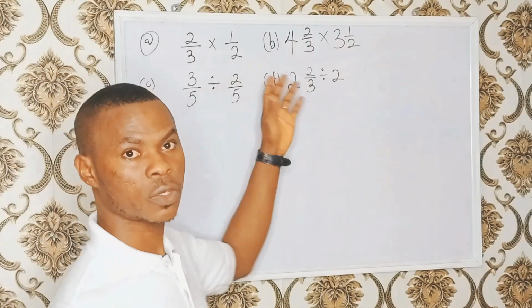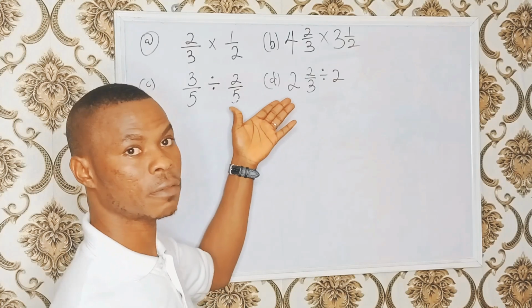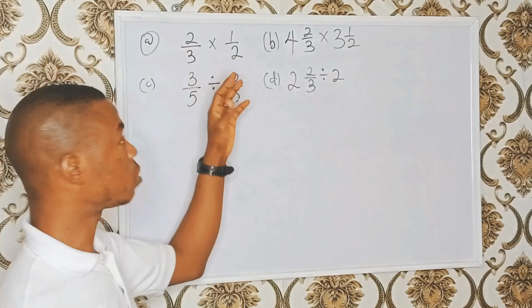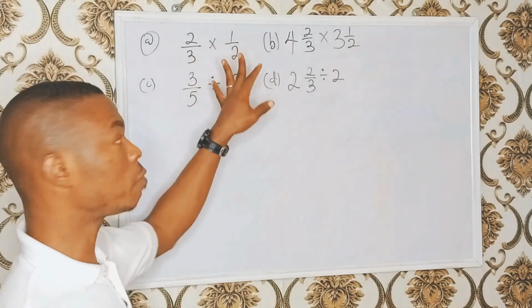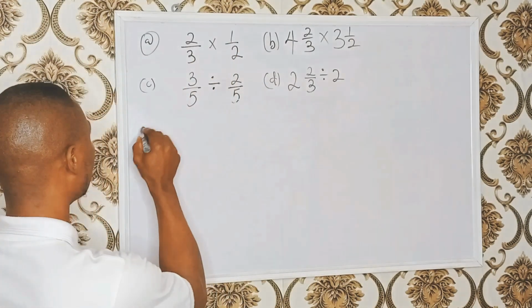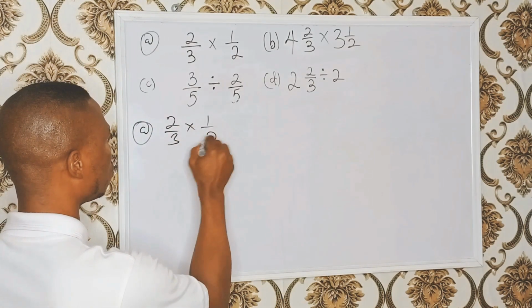Here we have 4 questions. They have to do with multiplication and division of fractions. Let's look at the first question. 2 over 3 times 1 over 2. This is multiplication of fractions. 2 over 3 times 1 over 2.